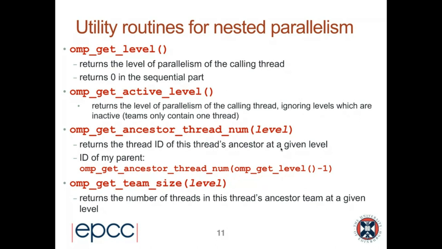So to start off with, OMP get level returns the level of parallelism of the calling thread. And that will return zero in the sequential part of the program. So if we just call that on the master thread, that returns zero. And then inside the first level of nesting, that'll return one and so on. OMP get active level does something similar, except that this ignores levels which are inactive. So that means it ignores any levels that only consist of one thread. So this is how many levels have I got where there was actually new thread creation.